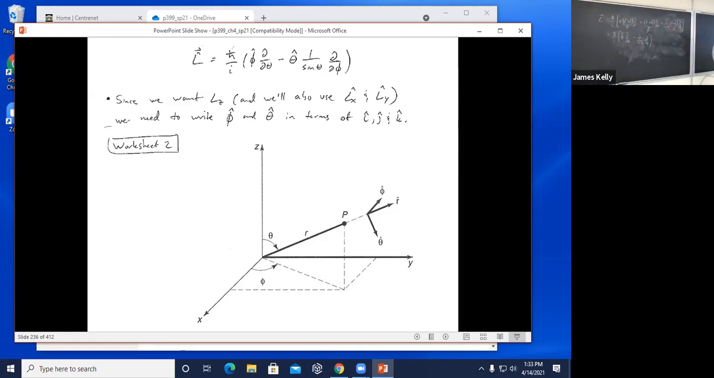Again, I'm not sure which books you've used. Sometimes people use i hat, j hat, k hat. They just mean x hat, y hat, z hat. So for whatever reason, I wrote out this worksheet in terms of i hat, j hat, k hat. But you can translate if you feel better about that.